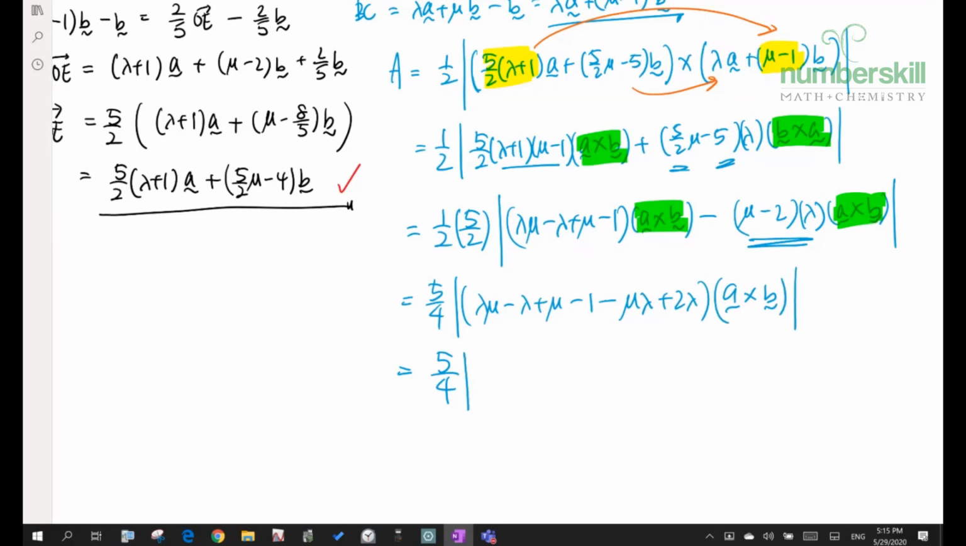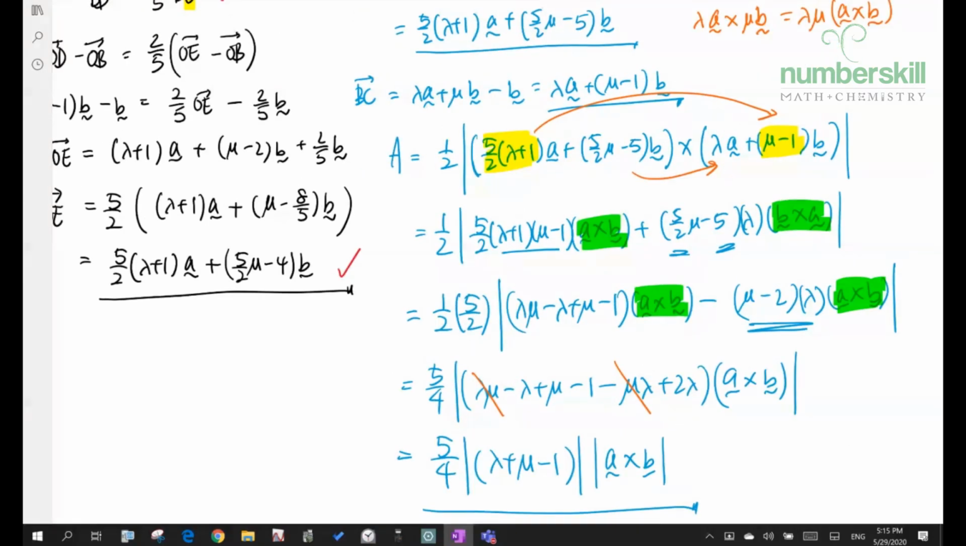Okay, then lambda mu cancel. Yes. What is left? 1 lambda, 1 mu, minus 1. Lambda plus mu minus 1. Okay, cool. You may want to do it this way now, since they literally ask you for K. So that is your K. Okay. Questions? Okay.